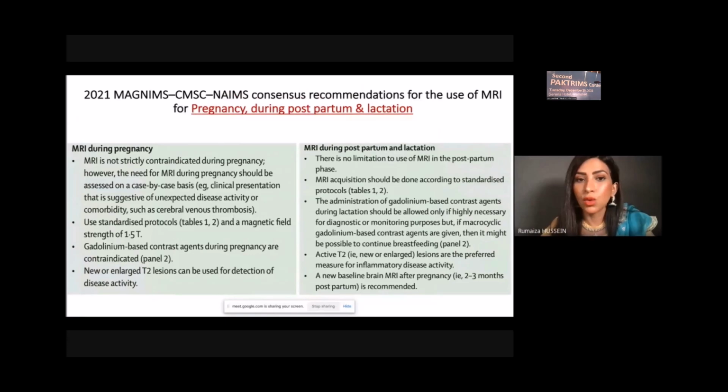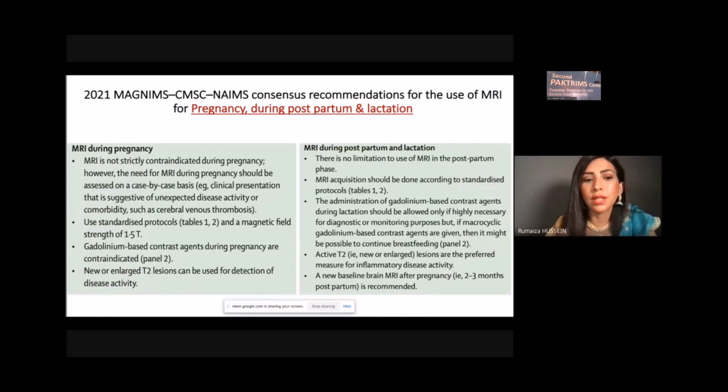How about the use of MRI during pregnancy and postpartum lactation? MRI is not strictly contraindicated during pregnancy. However, the need for MRI during pregnancy should be assessed on a case-by-case basis, for a clinical presentation that's suggestive of unexpected disease activity or comorbidity such as cerebral venous thrombosis. Again, those are recommendations, and you need to have your clinician input into your case. You know your case better.